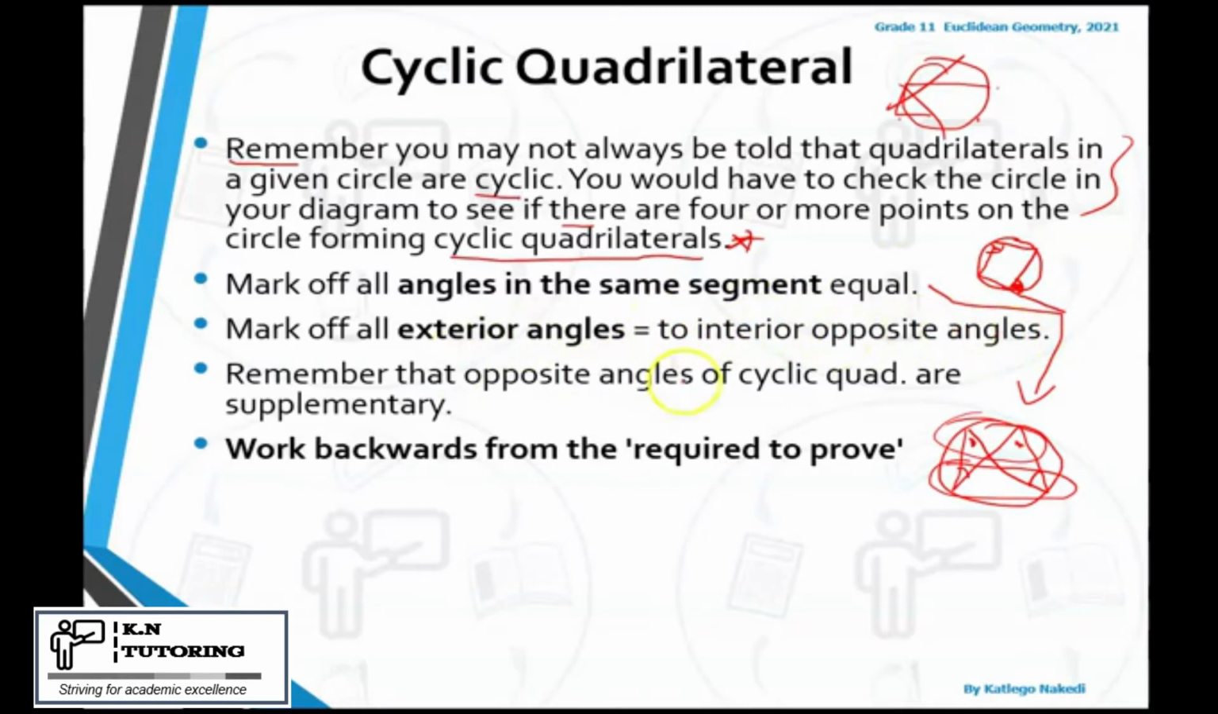And remember that opposite angles of a cyclic quad are supplementary. Very important. So from here, this angle will be equal to this angle. I hope you are shouting there and saying, no, they are not equal. Yes, they are not equal, but they are supplementary to 180 degrees. So angles that are opposite to each other add up to 180 degrees. And then work backwards from what is required to prove. This is a very important tip or tool that we need to use. I will show you when I attempt the problems. We'll jump over now to the examples.